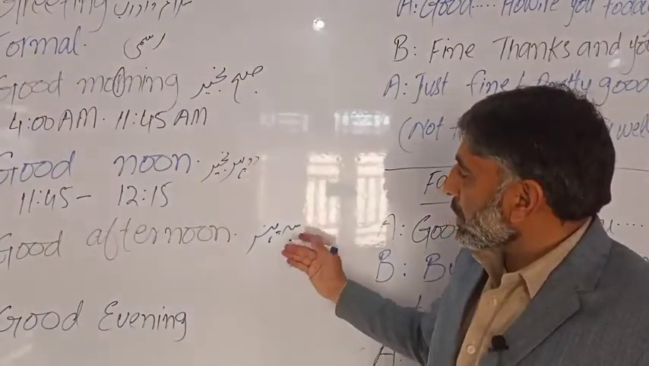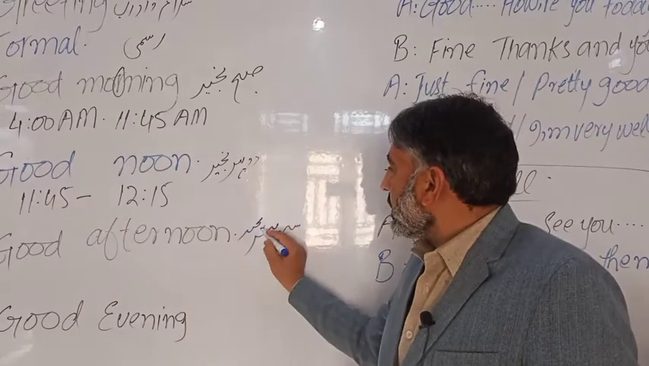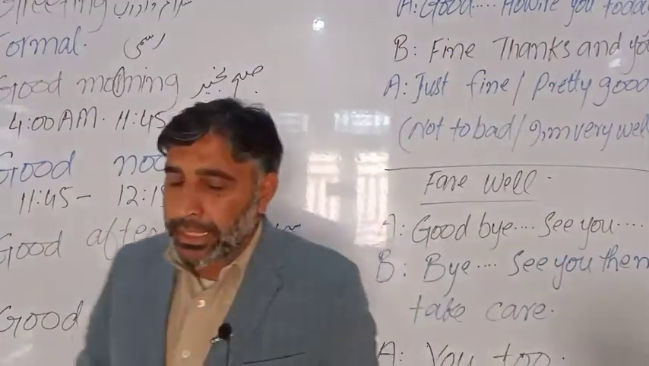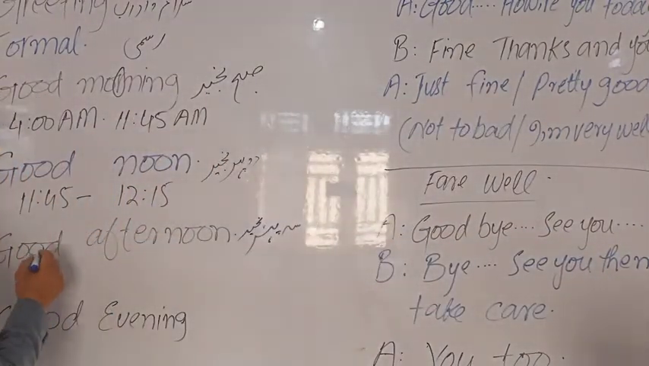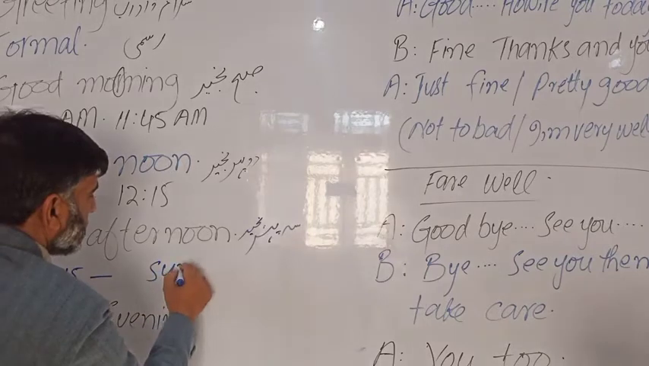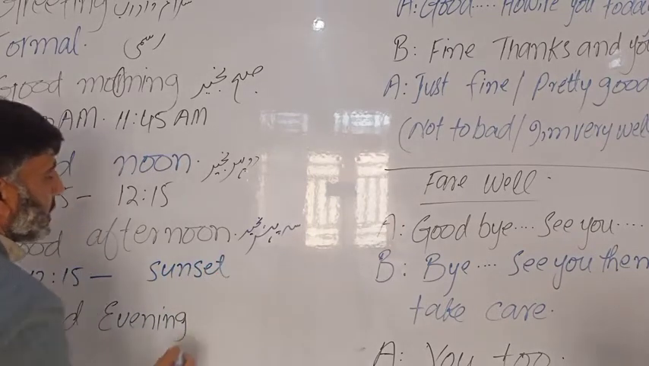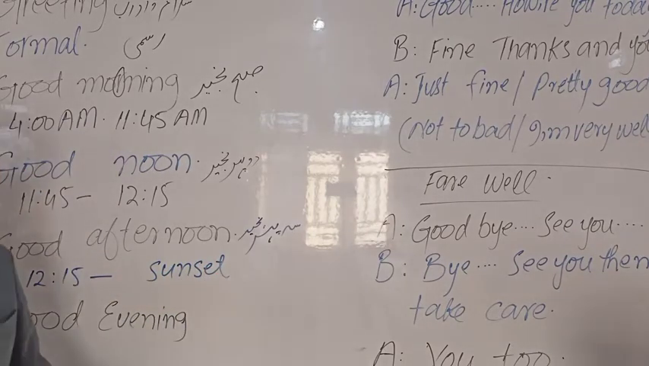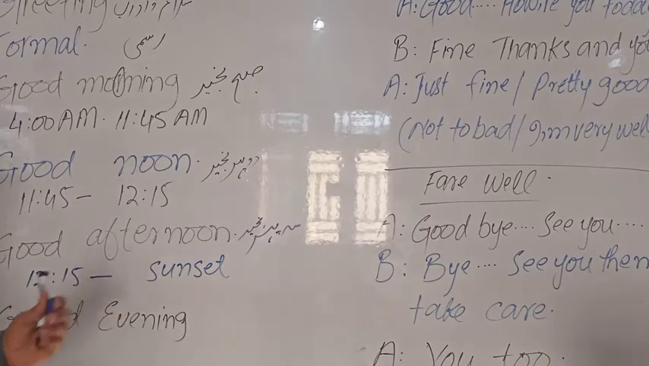So good afternoon means sopehar bakhair, and it usually begins from 12:15 till sunset. Till sunset, because in the winter season the sun sets at 4:30 or 5 o'clock, and in the summer season here in our country Pakistan the sun sets at around 7:30.